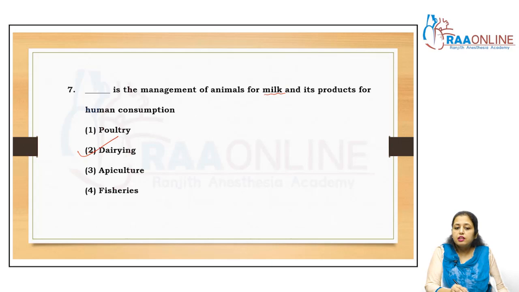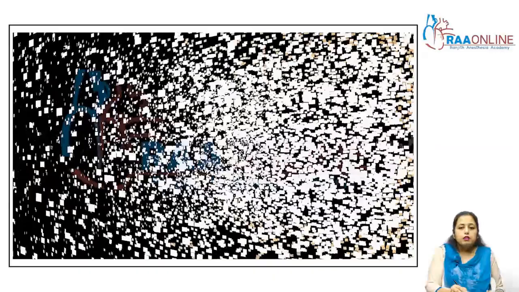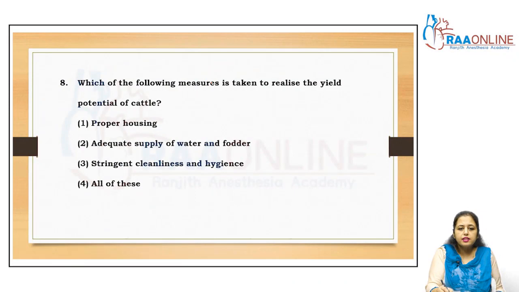Come to the next question. Which one of the following measures is taken to realize the yield potential of the cattle, right? Proper housing, exactly.